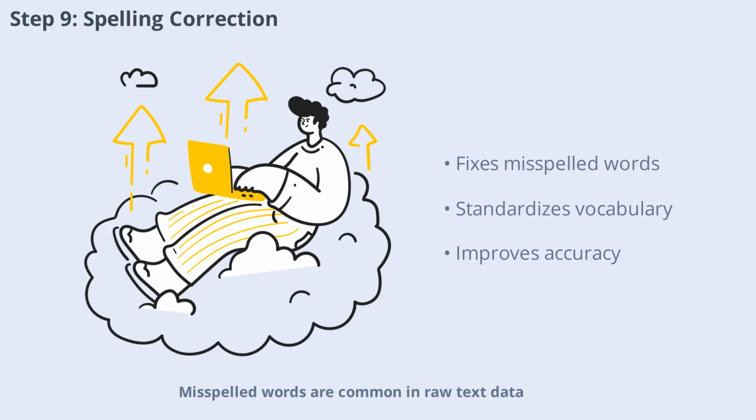Misspelled words are common in raw text data, especially in user-generated content. Spelling correction helps standardize the text and ensures that similar words are grouped together. This step can be automated using dictionaries or machine learning models. By correcting spelling errors, we improve the accuracy and reliability of our text mining results.